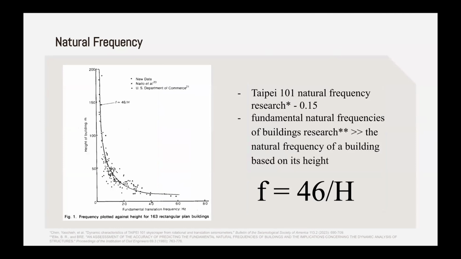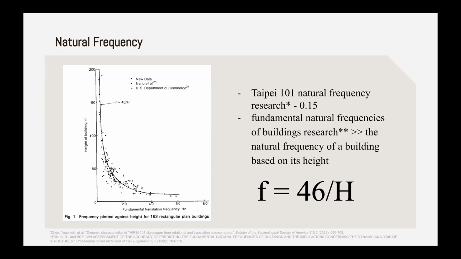Next, to make the model similar to the real building, we tried to match the natural frequency of the model and the real building. So I tried to find the natural frequency of the 63 Square. However, there wasn't real research about this particular building. So instead of the 63 Building, I found research about Taipei 101. It says that the natural frequency of this building is 0.15.